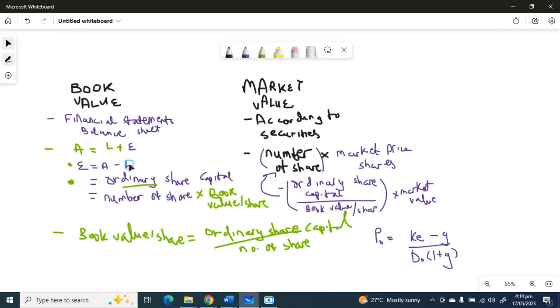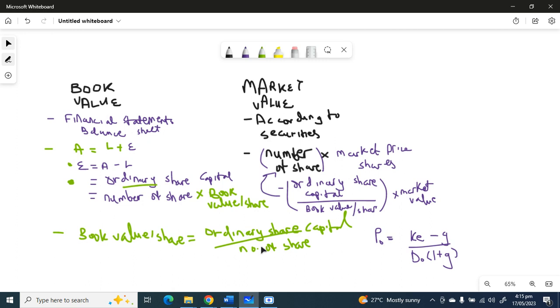If that information is not given to you, the other way you can get the book value of equity for a company is through the ordinary share capital. This is the money received from selling shares. And to get the ordinary share capital, that's just the number of shares multiplied by the book value per share. And if you want to get the book value per share of the company, remember book value, face value, par value, nominal value, all the same thing, book value per share is the ordinary share capital divided by the number of shares. That gives you the book value per share.